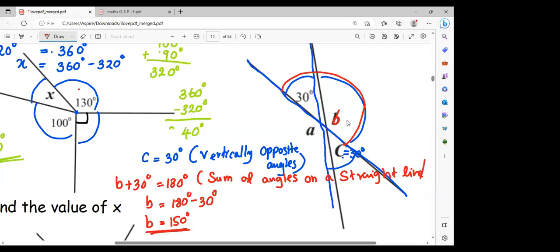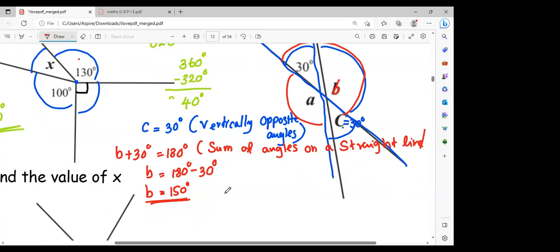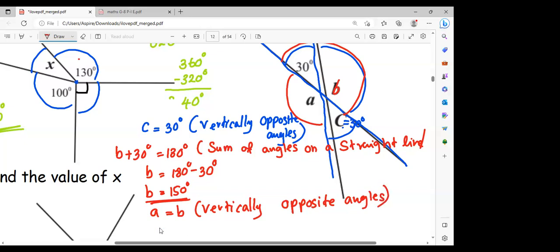If you find B first, then you can say A and B are what? A and B are vertically opposite angles. Or if you find B second, it doesn't matter. A and B are vertically opposite angles. So A equals B, because they are vertically opposite angles. Then therefore we can say that A is equal to 150 degrees.